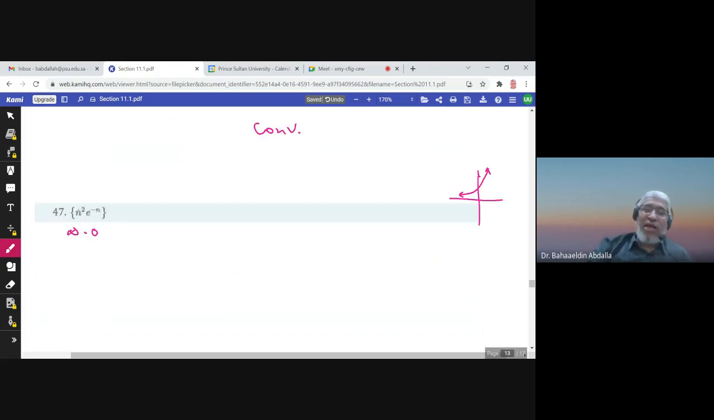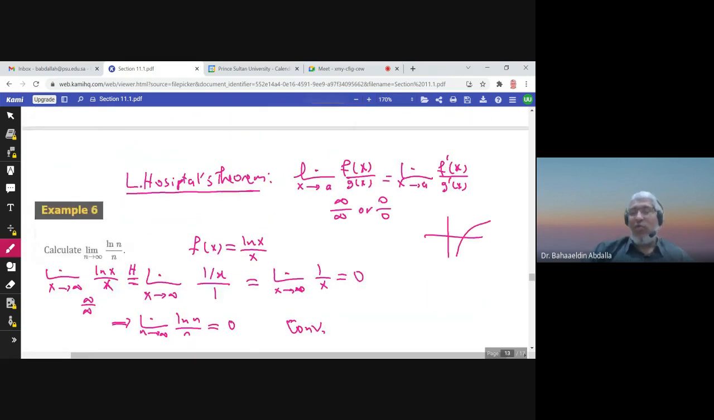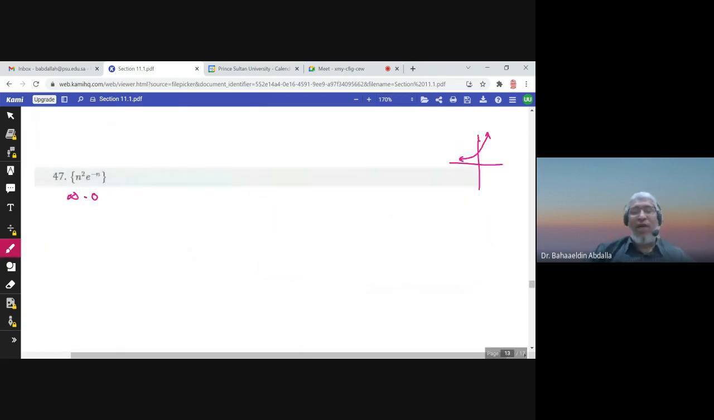Well, infinity times 0 is an indeterminate form. Okay, the indeterminate forms are infinity times 0 and infinity over infinity, of course, 0 over 0. But we have a way to deal with infinity over infinity and 0 over 0. But what to do when we have infinity times 0? Well, when we have infinity times 0, I change it to infinity over infinity or 0 over 0. And I have to work, remember, with functions.